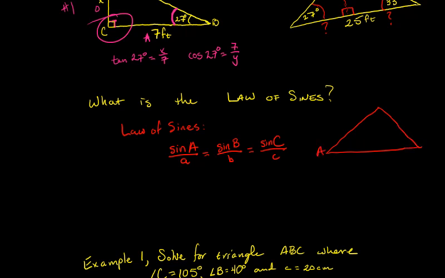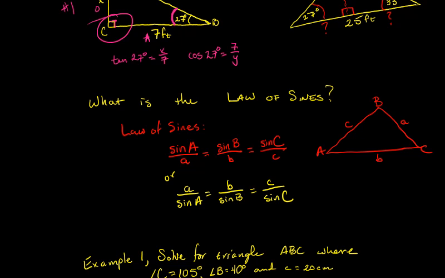So let's call this A, B, and C. Opposite angle A will always be lowercase side a, opposite angle B will be lowercase side b, and opposite angle C would be lowercase side c. So the law of sines says that you can have this proportion where if you take the sine of an angle divided by its opposite side, it would be equivalent to the sine of another angle divided by its opposite side. Or you could go this way, whichever one's easiest: a over the sine of A would be equivalent to b over the sine of B, and c over the sine of C.